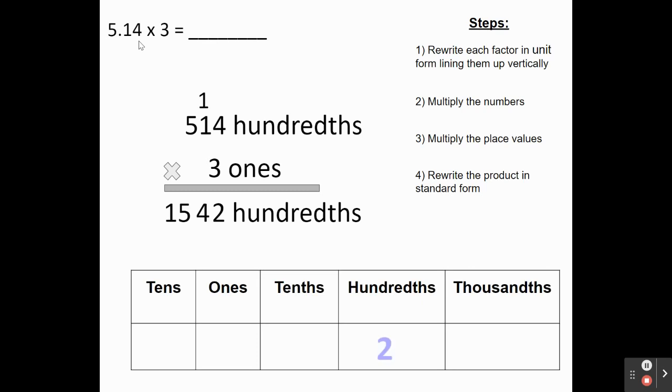Here, we're going to place the 2 in the hundredths place. The 4 is regrouped to the tenths place. The 5 is regrouped to the ones, and the 1 is regrouped to the tens place. Remember, the decimal always goes between the ones and the tenths place. So the answer, or product, is 15 and 42 hundredths.